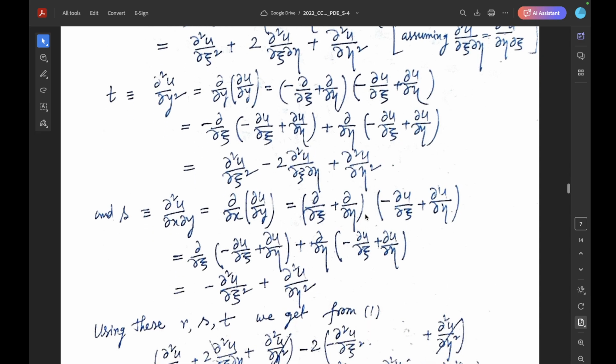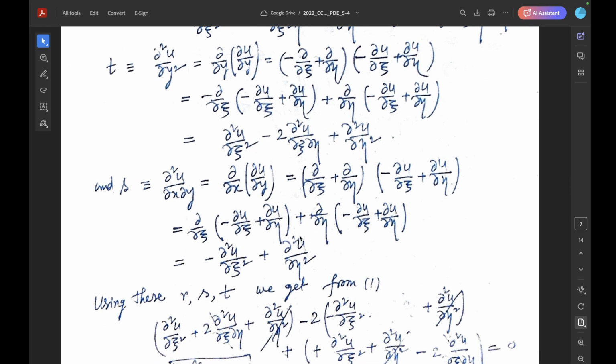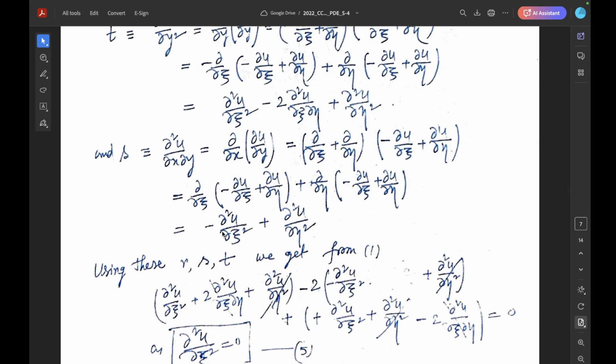And s, notice, s is identically equal to del 2u del x del y. So we get minus del 2u del psi square plus del 2u del eta square.